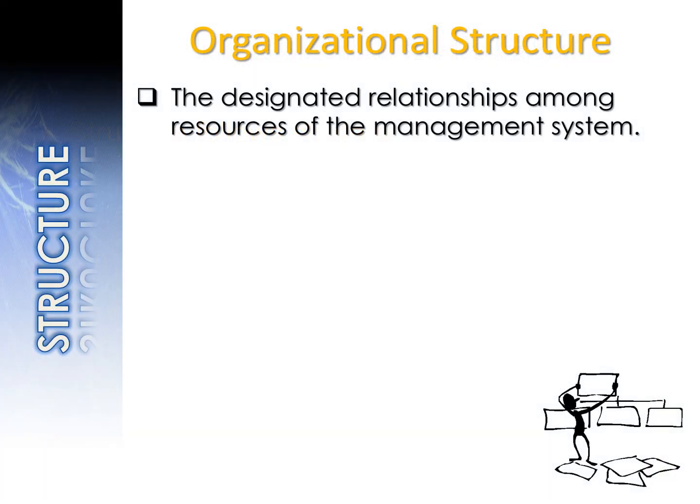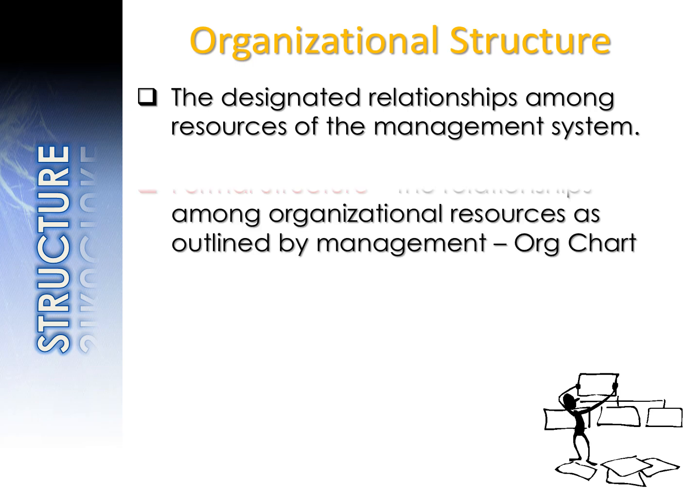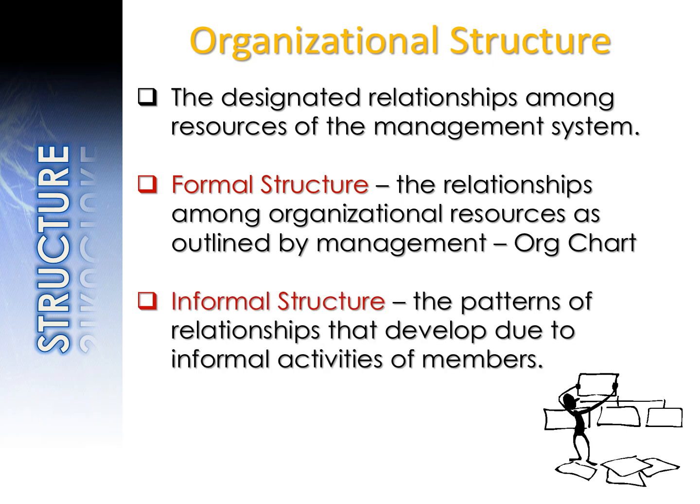The designated relationships among resources of the management system are formal in structure. The relationships among organizational resources as outlined by management, which would be your organizational chart. Informal structure is the patterns of relationships that develop due to informal activities of members.